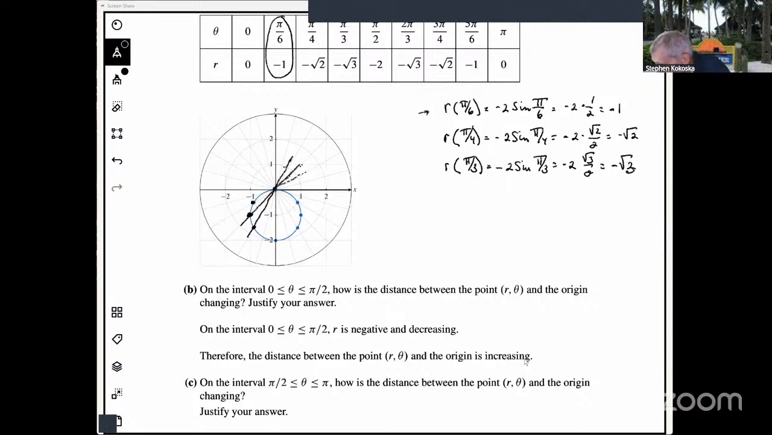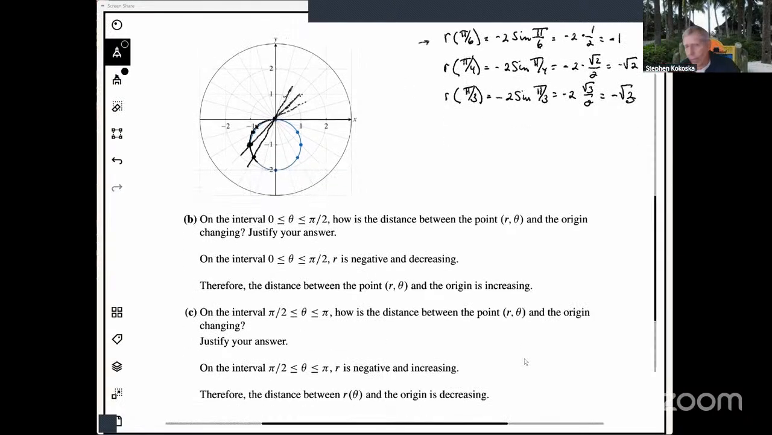And we saw that as theta was increasing between 0 and pi over 2, we can kind of see we're moving along this circle in this direction. And we can see by looking at these values of r that in fact r is negative and decreasing, getting bigger negative. And that tells us that the distance between that point and the origin is increasing. And we can visually see that. The point on the curve is getting farther away from the origin.